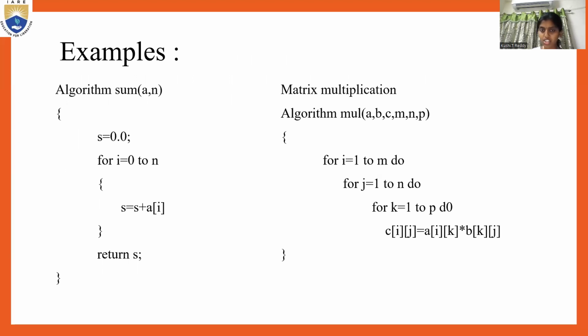Next is matrix multiplication. Algorithm Multiply. You take three matrices A, B, C, and M, N, P are the dimensions. For i equal to 1 to M, for j equal to 1 to N, and for k equal to 1 to P, do C[i, j] is equal to A[i, k] times B[k, j]. M, N and P are the numbers of rows and columns of the matrices. So this is the matrix multiplication algorithm.